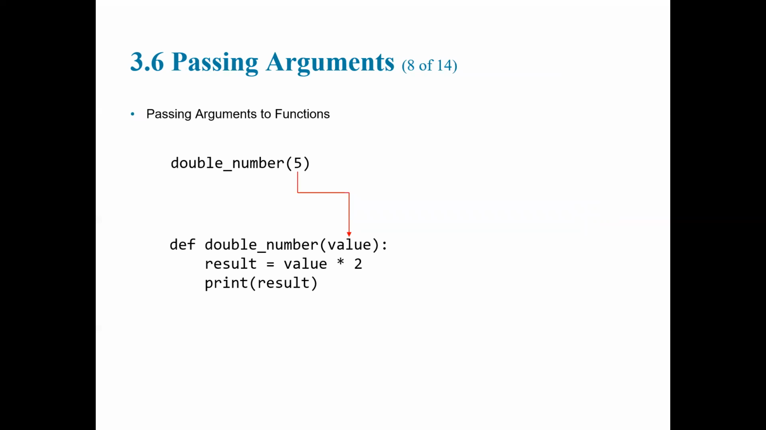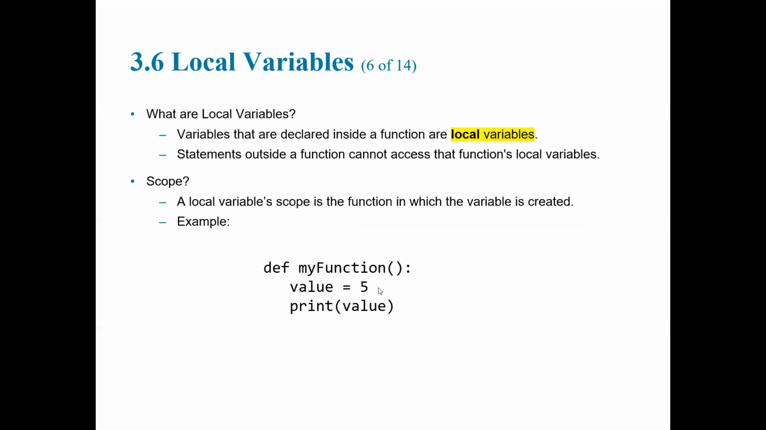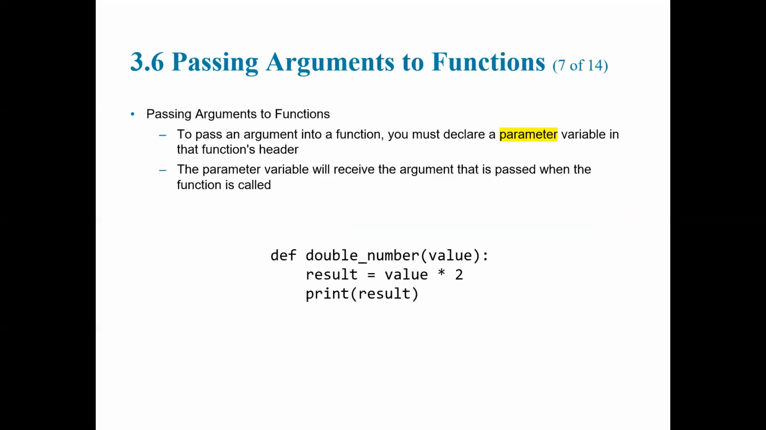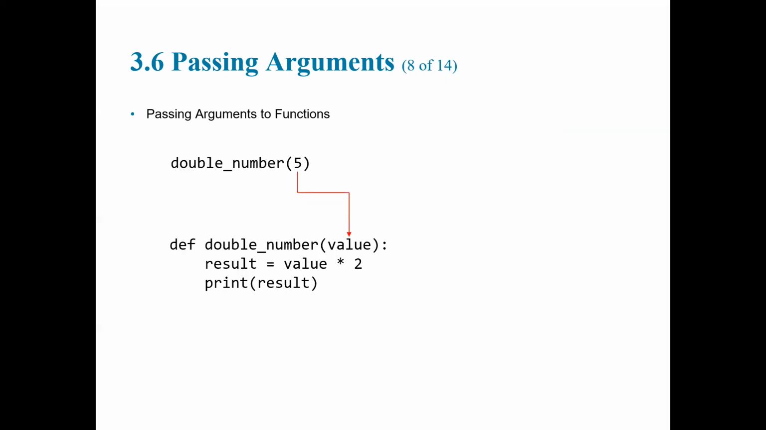So the idea is this: if your function definition has 1, 2, 3 parameter variables, you would pass it that same number. In our first example, we had a function definition that didn't have any parameter variables. This is a parameterless function. Then in our next example, we see it has 1 parameter variable, so we must pass it 1 argument.